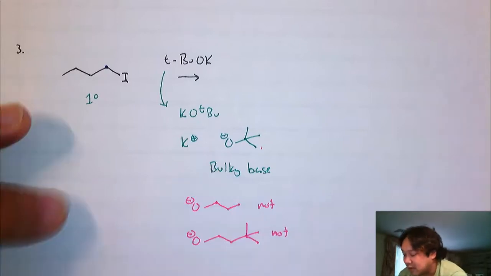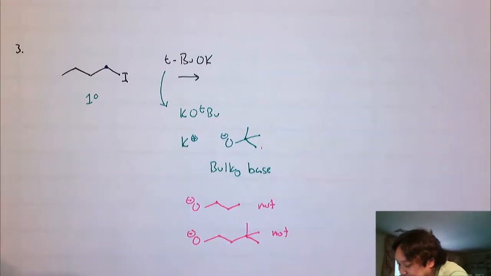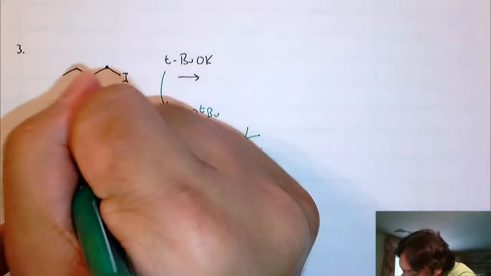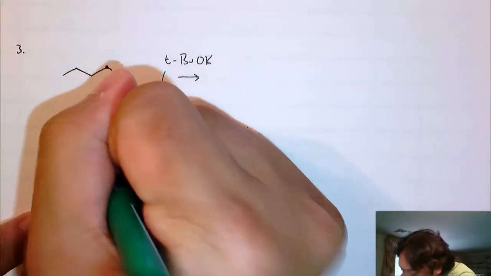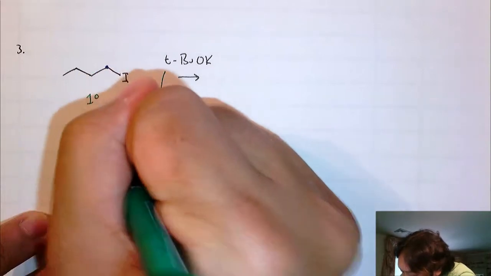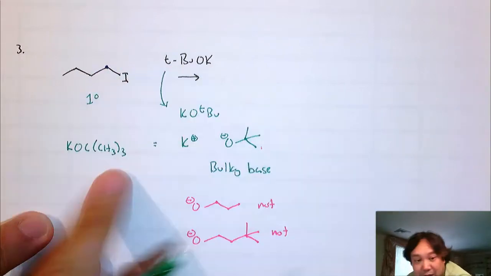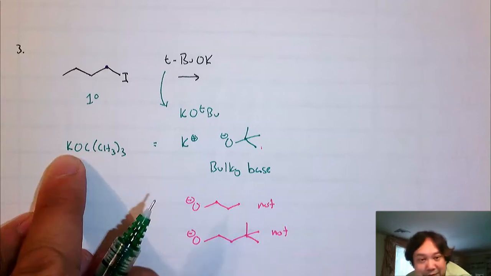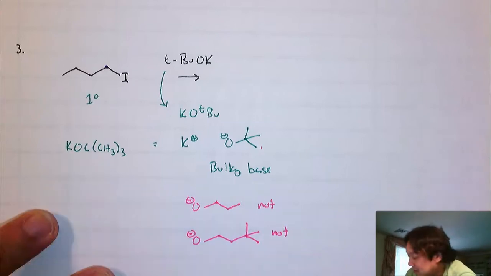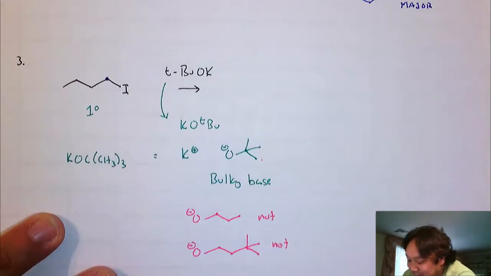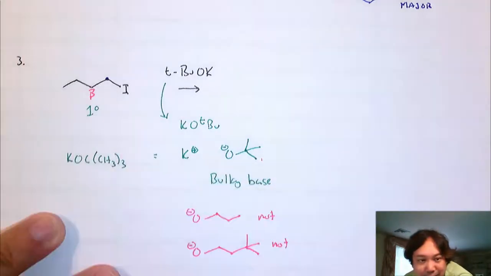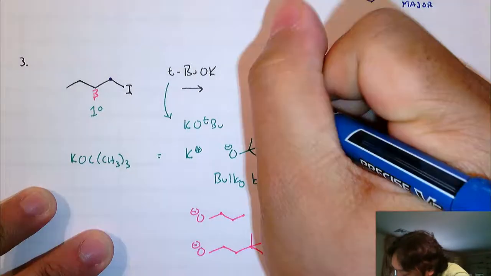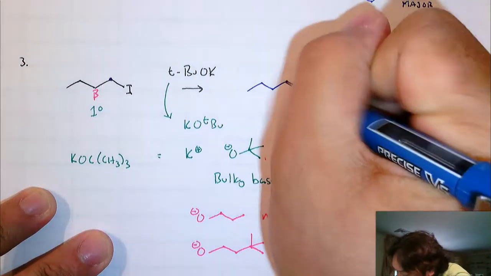Now, the hard part is recognizing that, because what else is potassium tert butoxide? Some people draw it like this. See, 3 methyl groups off of a carbon that's connected to an oxygen, and they even put the counter ion. There's only 1 beta carbon though, and it's right here.